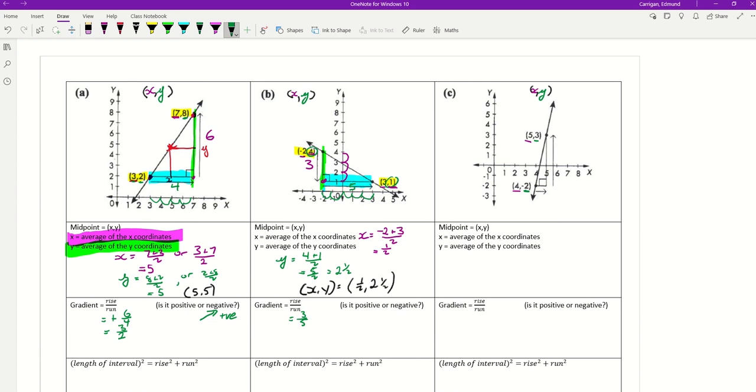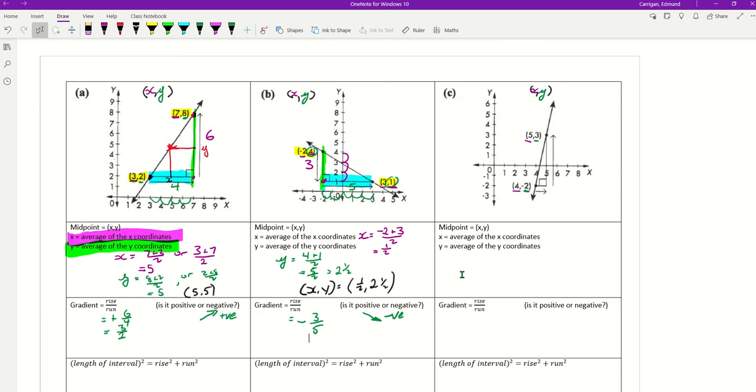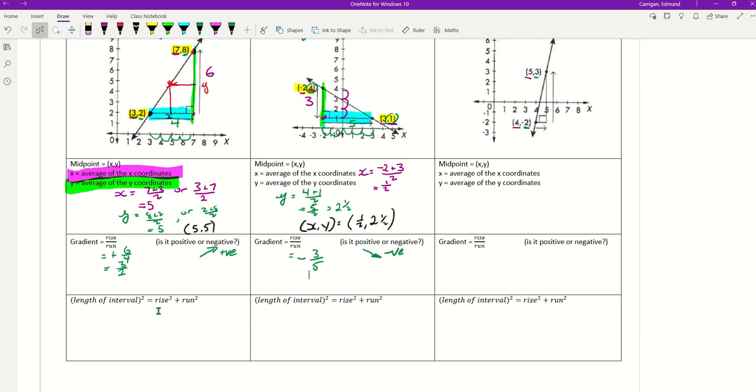Now I need to look at the sign, and it is going down, so it's negative. So I'm just going to give myself a bit more space. My gradient is equal to -3 on 5. So again, I'll let you do those remaining 4 questions. They shouldn't take you any longer than what they're taking me to do here now.